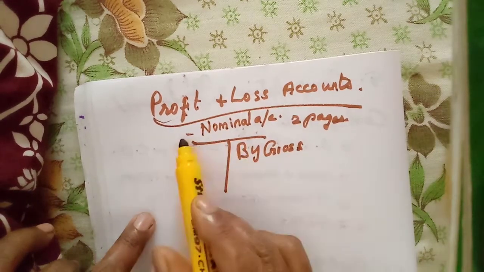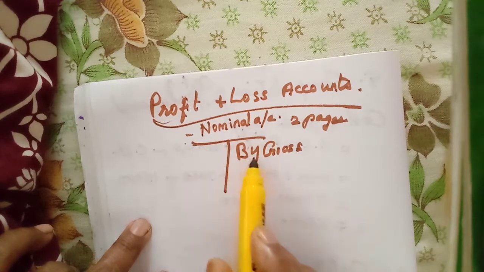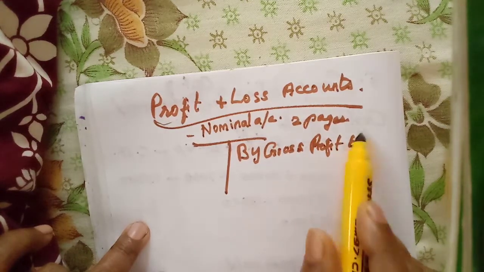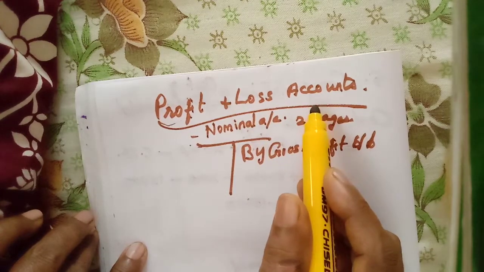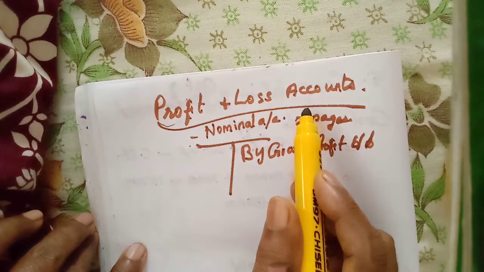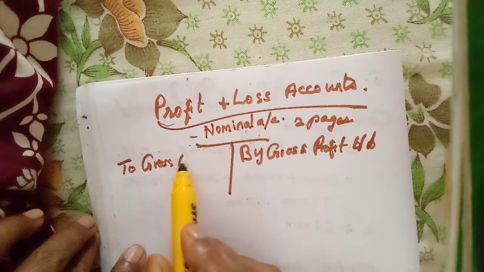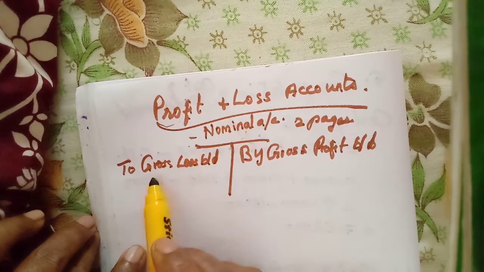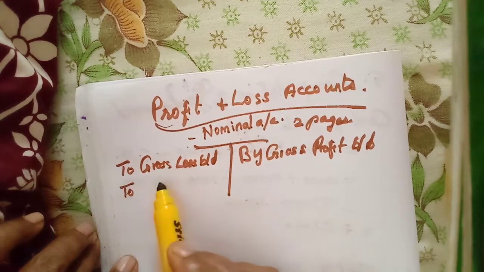Okay, so the first part, trading account, we have completed. So in the next line we have to write by gross profit brought down, if it is gross profit. But if it is gross loss, in one exercise we have got gross loss, isn't it? So if it is gross loss, it will start with to gross loss brought down.